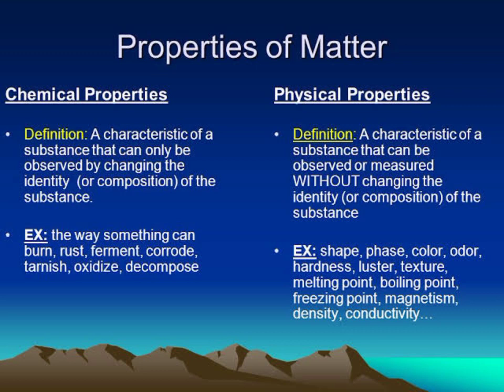And the second is physical properties. The definition: a characteristic of a substance that can be observed or measured without changing the identity or composition of the substance. Examples: shape, phase, color, odor, hardness, luster, texture, melting point, boiling point, freezing point, magnetism, density, and conductivity.